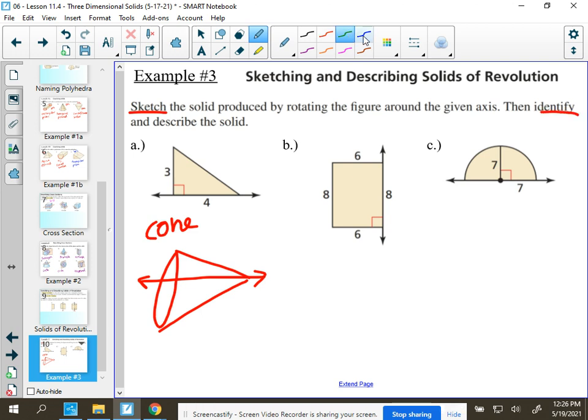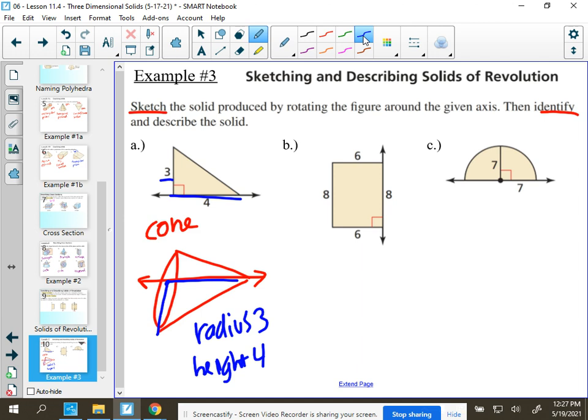The description part's a little bit weird. They're all going to have a curved portion. What I'd be looking for here is that the radius of this cone ends up being that 3. That's why there are numbers there. And then the height, which we'll talk about in upcoming lessons, would be 4. So that's what I mean by describe the solid: a cone with a radius of 3 and a height of 4.